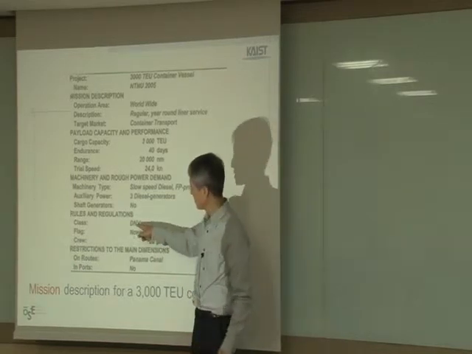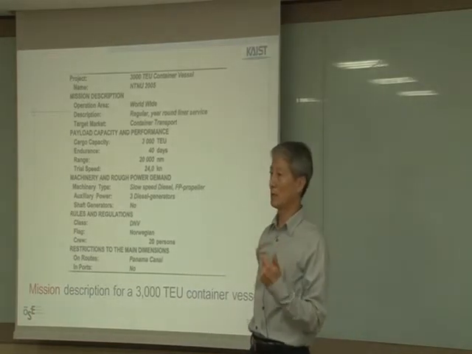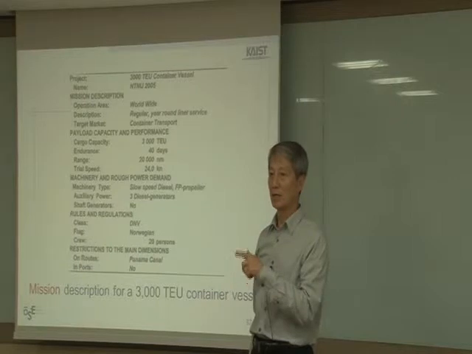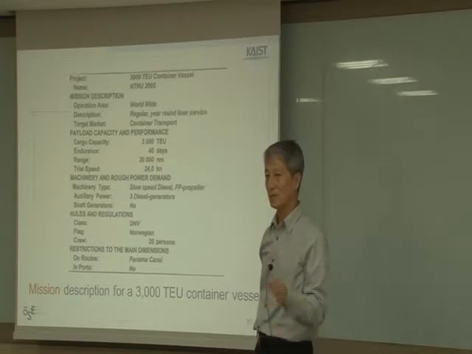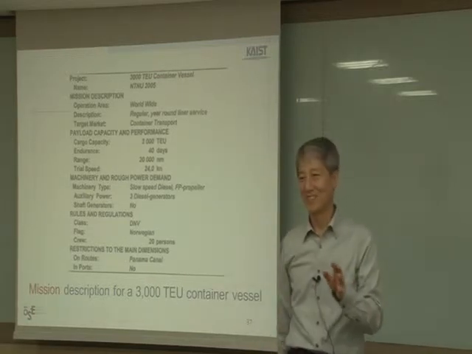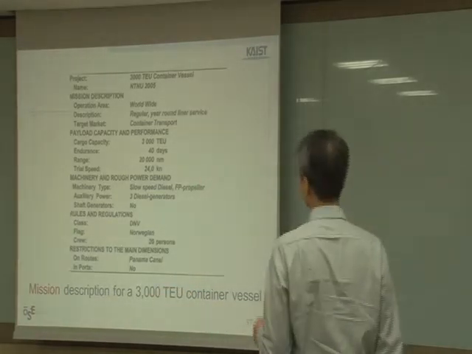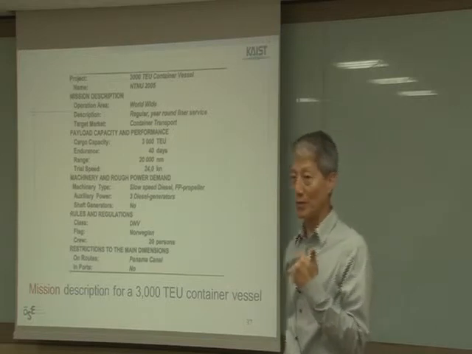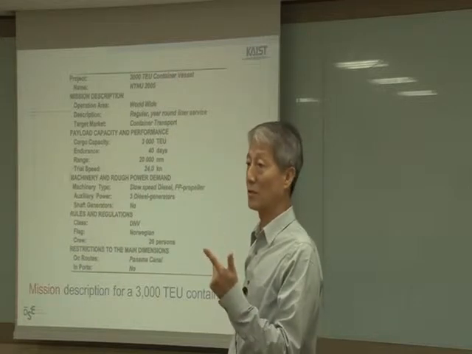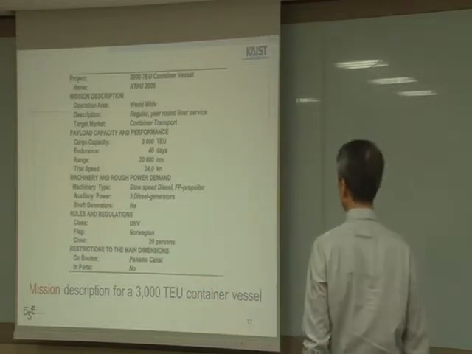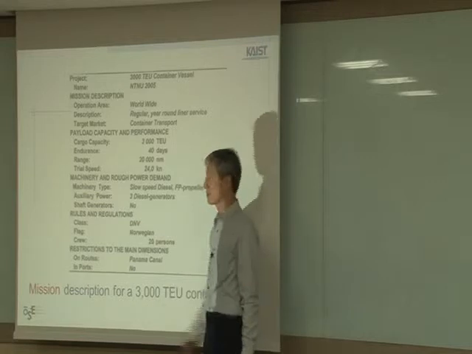Rules and regulations, what class? DNV. DNV is Norway, Det Norske Veritas, right? For Korea it is KR, Korea Register of Shipping. For the Netherlands, NL. America, ABS, American Bureau of Shipping. Lloyd's is the UK. That is the classification society name; each nation has one. So this is the flag of Norway, and so they have a classification society of DNV.